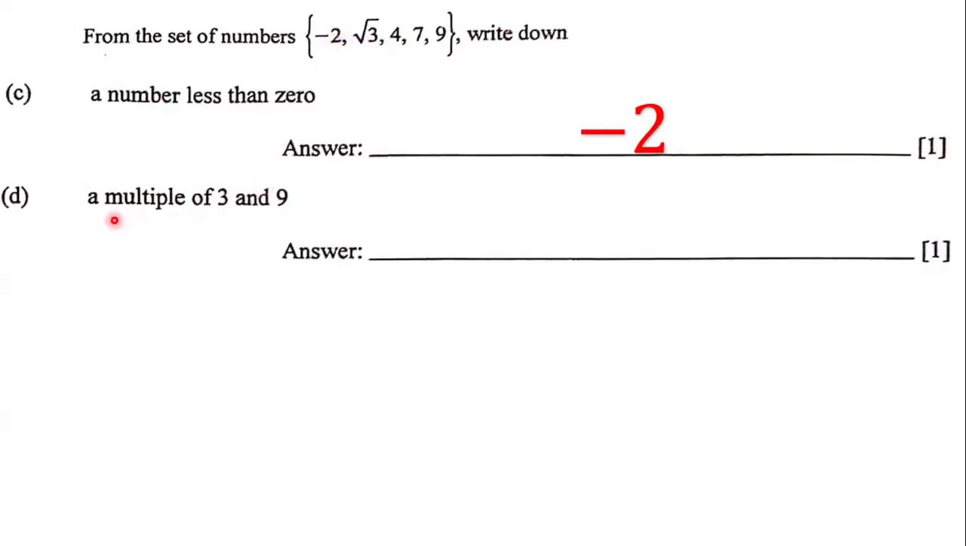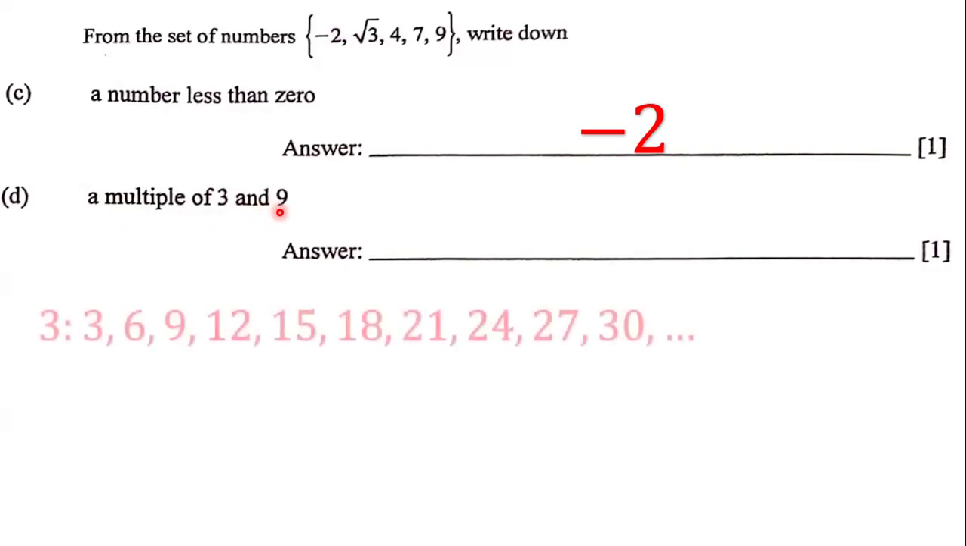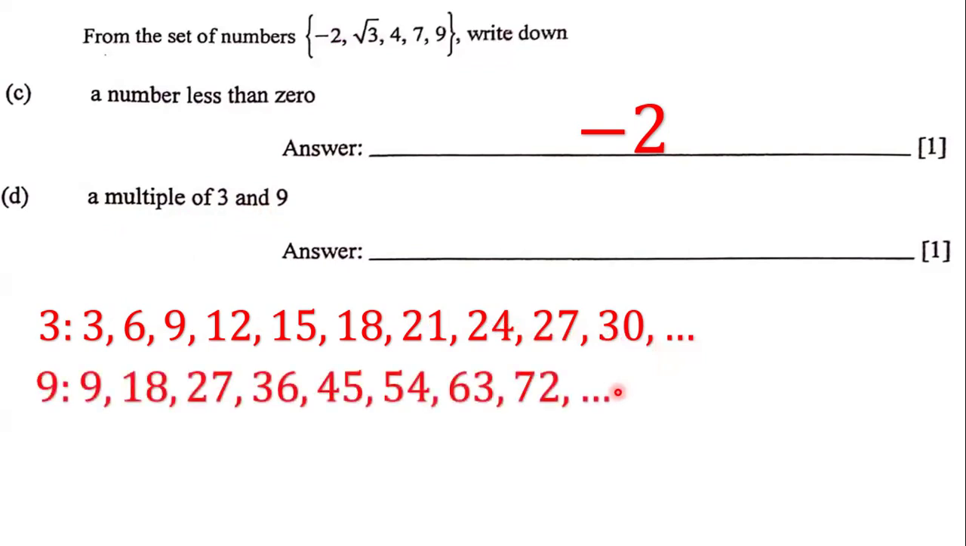Next, the question wants us to write down a multiple of 3 and 9. So that has to be a multiple of 3 and a multiple of 9. And so let's list the multiples of 3. Multiples of 3 are 3, 6, 9, 12, 15, 18, 21, 24, 27, 30, and so on. Multiples of 9 are 9, 18, 27, 36, 45, 54, 63, 72, and so on. And so a multiple of 3 and 9 is definitely going to be 9. So 9 is a multiple of 3 and 9. And so the answer here is definitely 9.